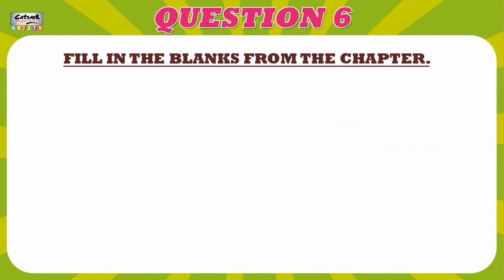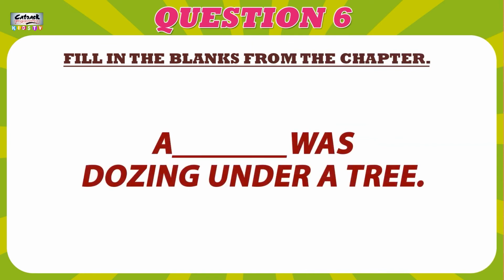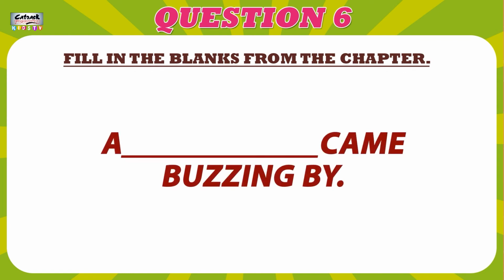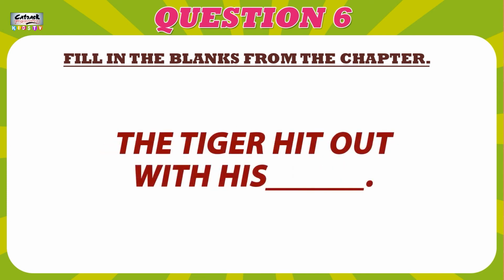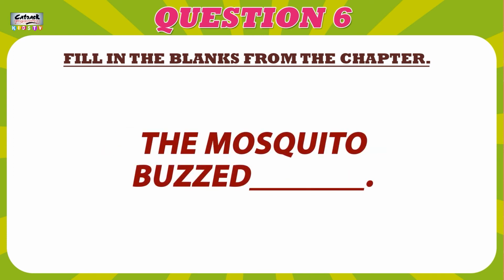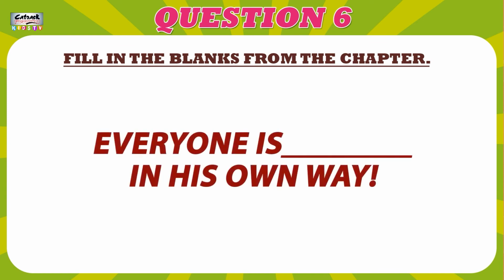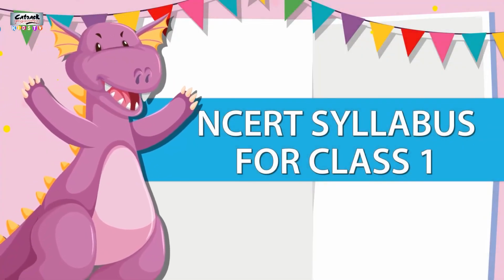Question 6. Fill in the blanks from the chapter. Number 1. A dash was dozing under a tree. Answer. Tiger. Number 2. A dash came buzzing by. Answer. Mosquito. Number 3. The tiger hit out with his dash. Answer. Paw. Number 4. The mosquito buzzed dash. Answer. Away. Number 5. Everyone is dash in his own way. Answer. Great.